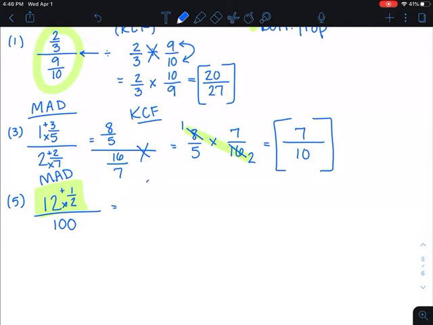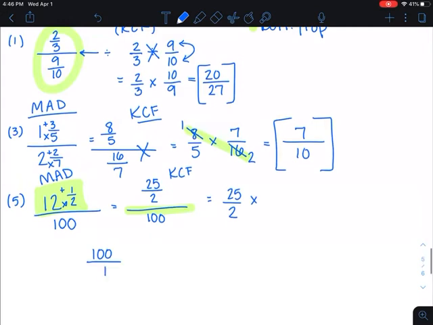2 times 12 is 24. 24 plus 1 is 25. We keep our denominator of 2 over 100. So we still have a fraction. We're dividing because this fraction bar here means division. So now let's do keep, change, flip. So I keep 25 over 2. I change my division to multiplication, and now I have the number 100.